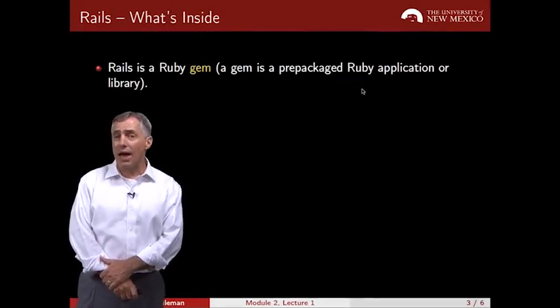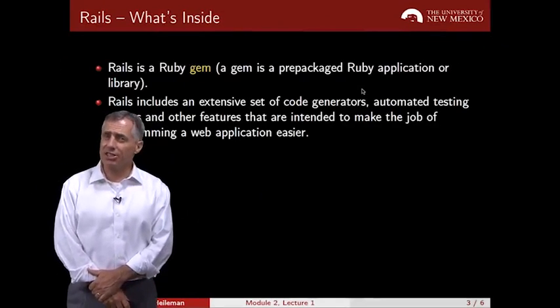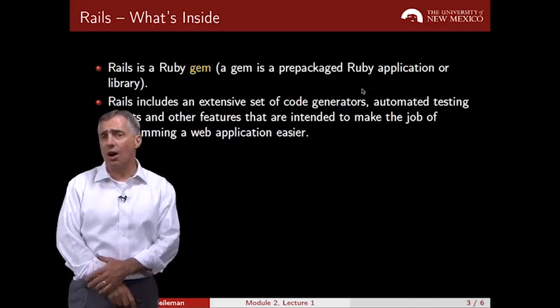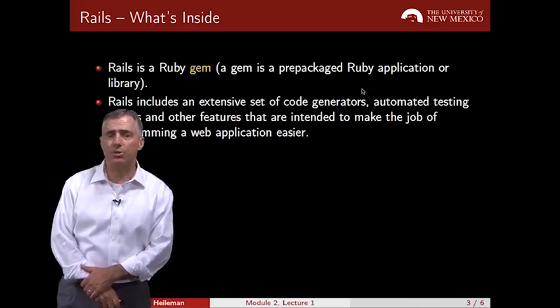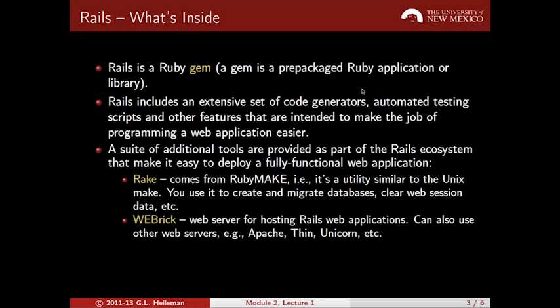As I've already mentioned, Rails is a Ruby gem. In other words, it's a package that's built on top of the Ruby programming language. And it includes an extensive set of code generators, testing scripts, and all sorts of other automated features that you need to learn how to use. It has a suite of additional tools that you can use to help develop your web applications. One of these is Rake, which stands for Ruby Make. And this is a utility that you use to migrate databases, clear web sessions, and do these types of things. We'll use this extensively in the course.